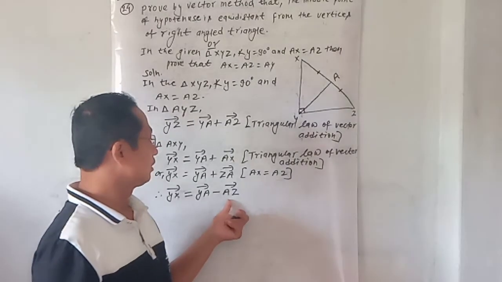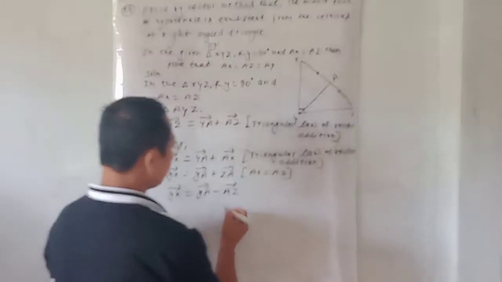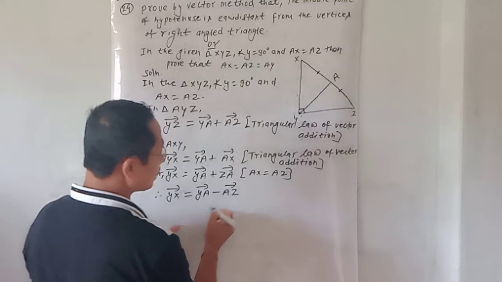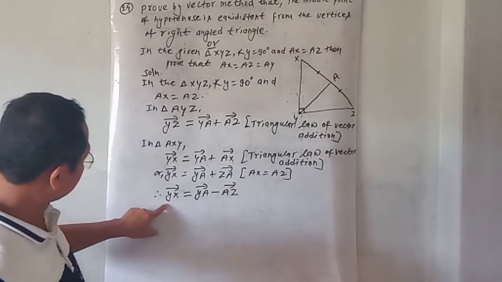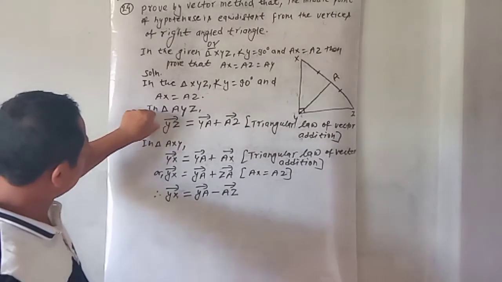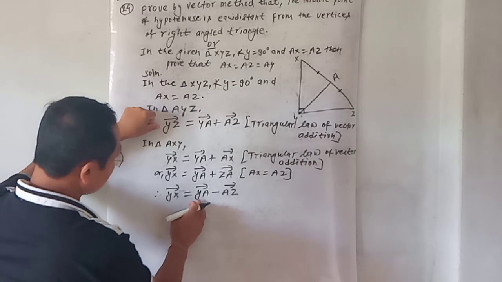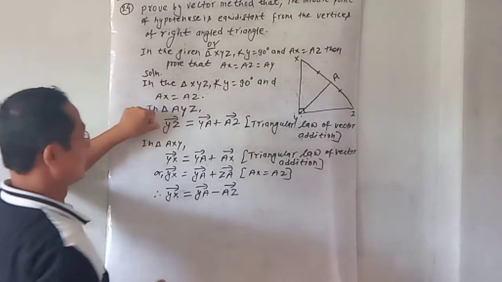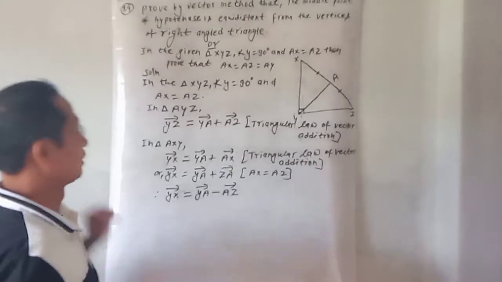AZ is the negative vector of ZA. That's why in place of ZA we can write minus AZ. Now look at here. YZ is equal to YA plus AZ. YX is equal to YA minus AZ. These two equations we have calculated.